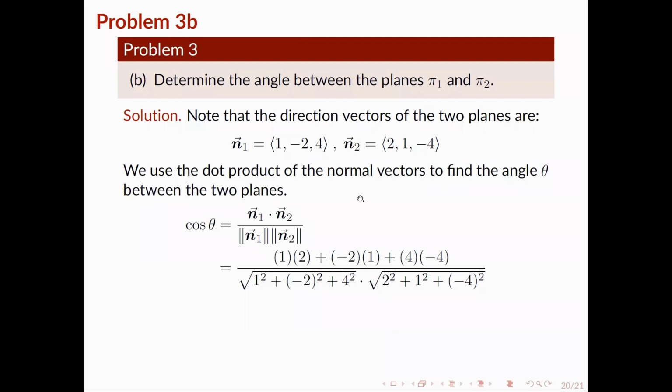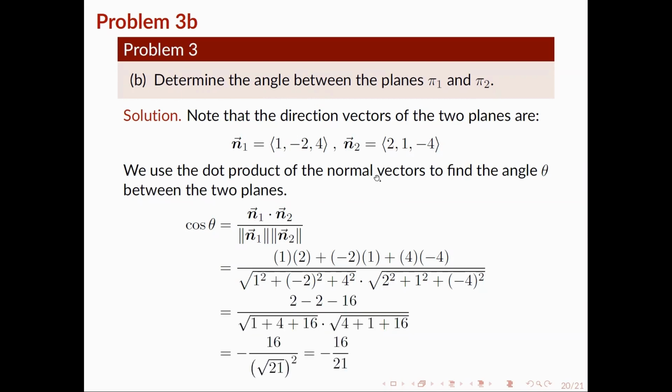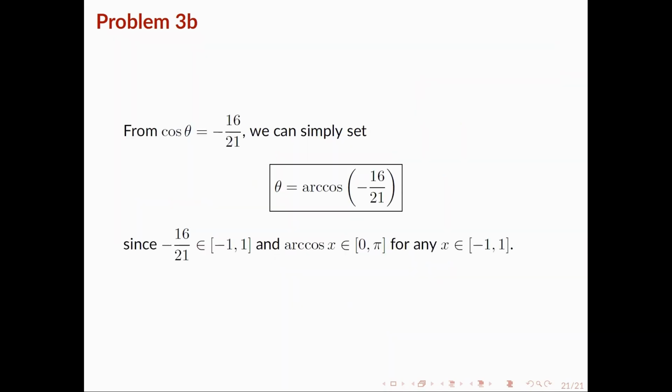Then upon plugging in the given values, for the dot product of n sub 1 and n sub 2, we have 1 times 2 plus negative 2 times 1 plus 4 times negative 4 all over norm of n sub 1, that's square root of 1 squared plus quantity of negative 2 squared plus 4 squared times square root of 2 squared plus 1 squared plus quantity of negative 4 squared. And then upon simplifying, we're going to end up with negative 16 over 21. So we have cos theta equal to negative 16 over 21.